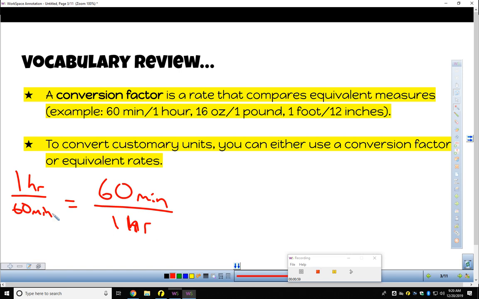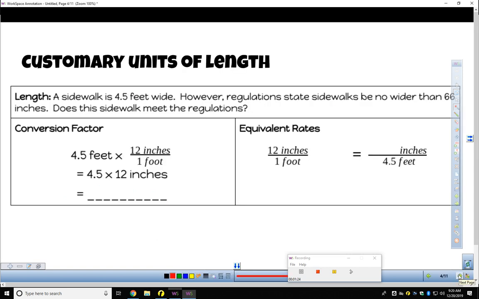All right? And so to convert customary units, that's where we're going to start. You can either use this conversion factor or you can use equivalent rates. So we'll show you a couple ways to solve these problems. All right? So customary units of length. A sidewalk is 4.5 feet wide. However, regulations state sidewalks be no wider than 66 inches. Does this sidewalk meet the regulations?